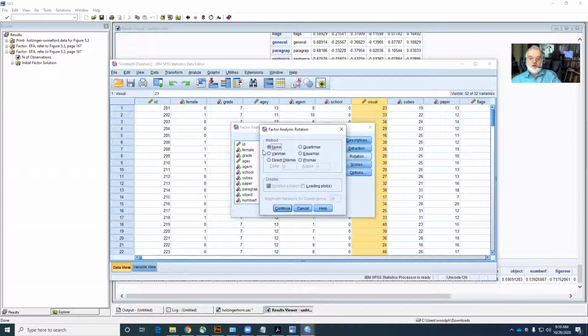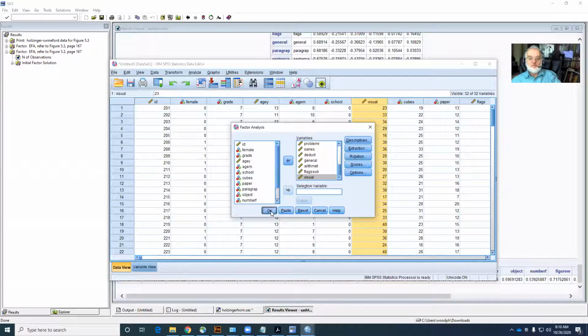And after that, there are various options for rotating the solution. And we'll talk about that. SPSS is a little bit behind the curve. These rotation solutions are nice ones, but there are many more that I talk about in the handout that are available on other platforms.